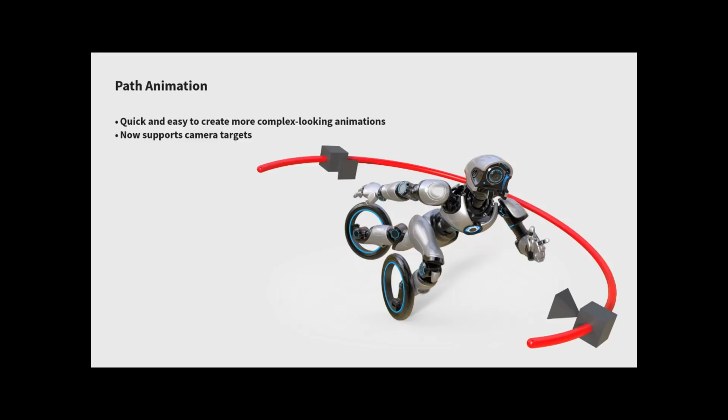I do want to also call out that our path animation for cameras does support camera targets, meaning you can choose an item that will help keep it framed so it doesn't disappear out of the frame while your camera is being animated around the part.